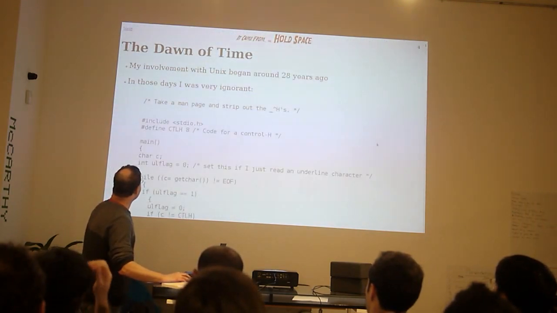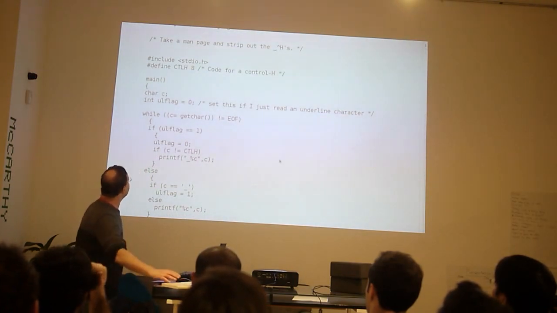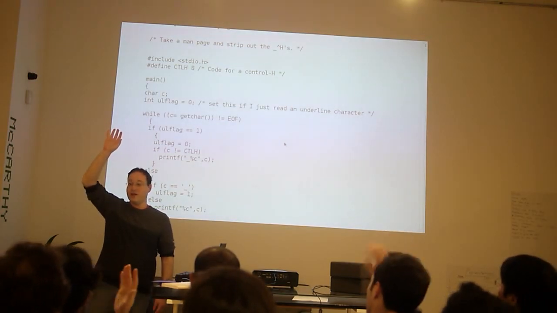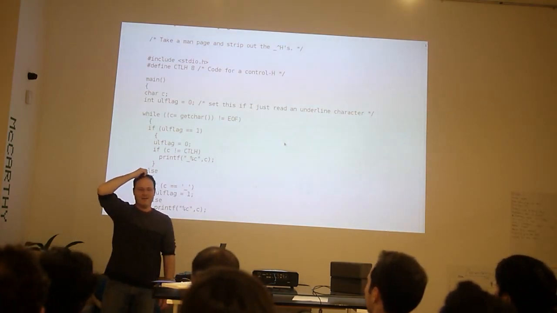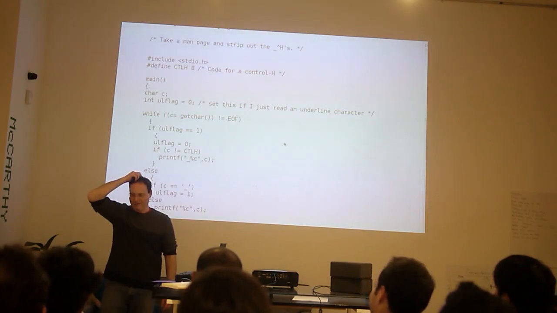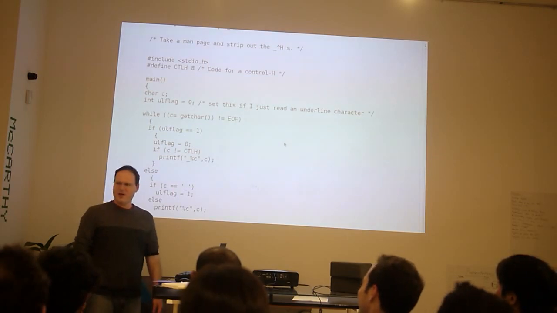And so here's what I wrote in C, because that's what I knew. Who did C here? Who actually knows some C? Oh, well, look at that. Holy Christmas. Folks all know Fortran? Awesome. Kind of a 1965 era report generating language.